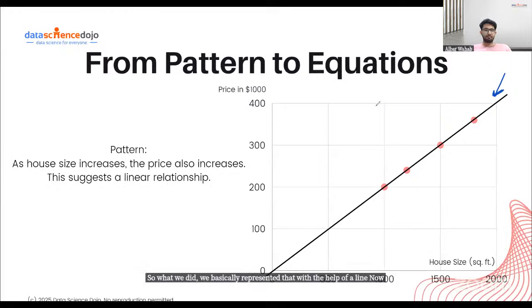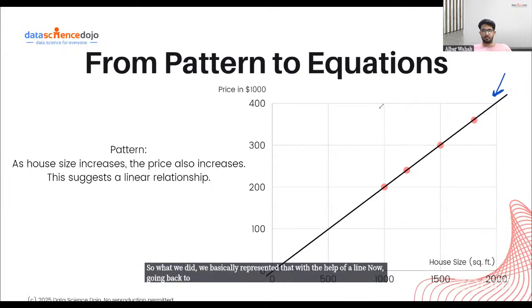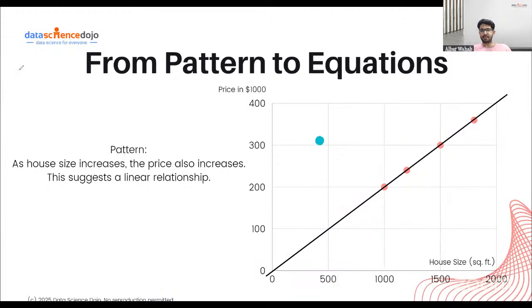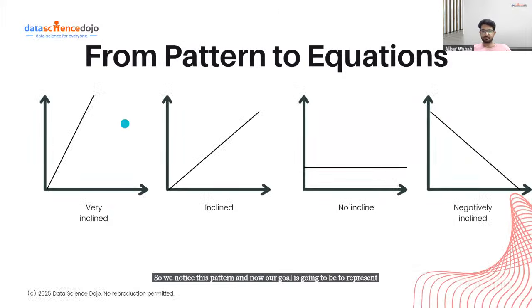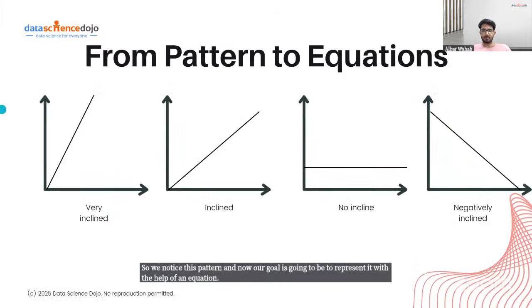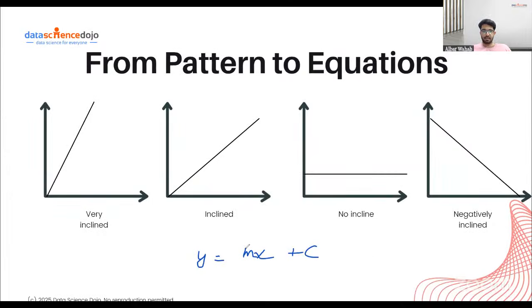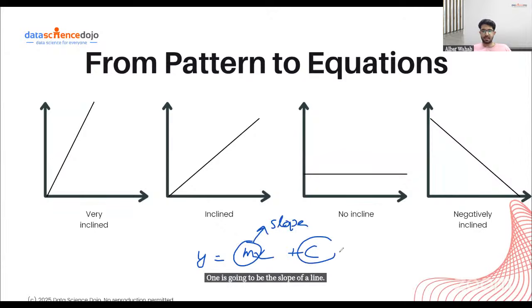Now, going back to your high school pre-calculus, you would remember that lines can be represented with the help of some equations. So we notice this pattern, and now our goal is going to be to represent it with the help of an equation. So there are two things that we're going to be covering right now. One is going to be the slope of a line, and the second is going to be the intercept of a line.